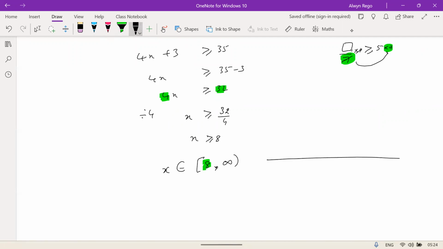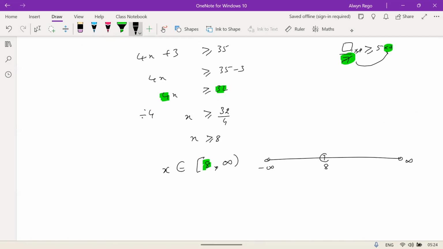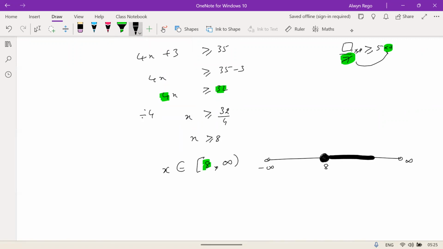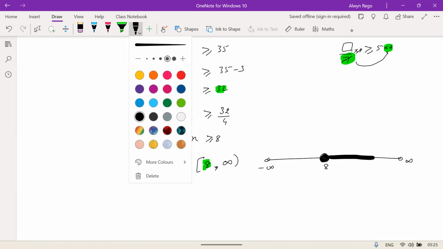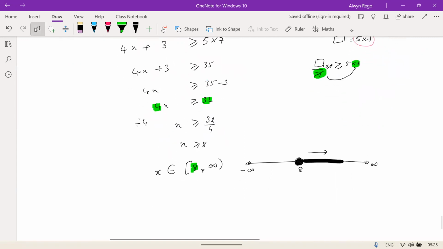So if you represent this one, the solution set is somewhere mark 8 here. This is negative infinity, this is positive infinity here, and then more than or equal to 8. So circle this one, darken this one to indicate that that is also a value to be counted for the solutions here. And of course you have the values which are going like this. These are all the values. Just draw a little arrow indicating that everywhere on the right hand side you have solutions. So this is what the inequality is.